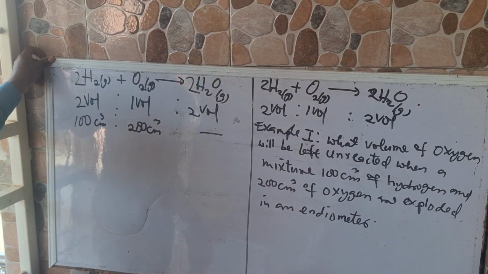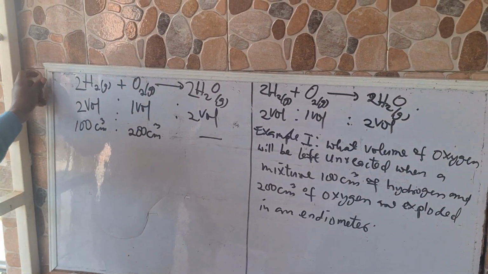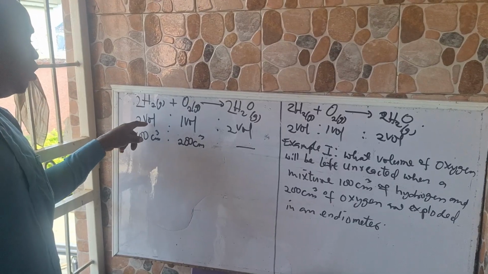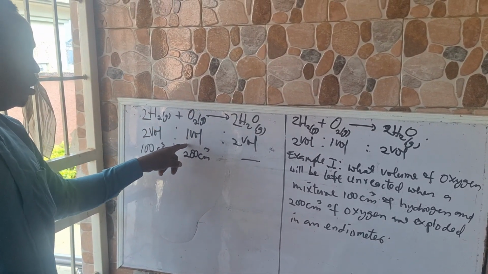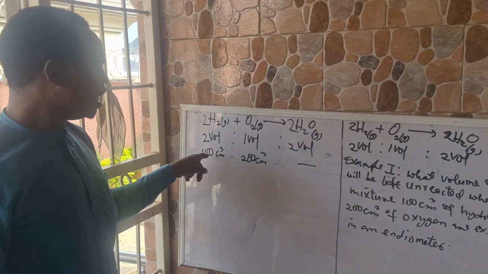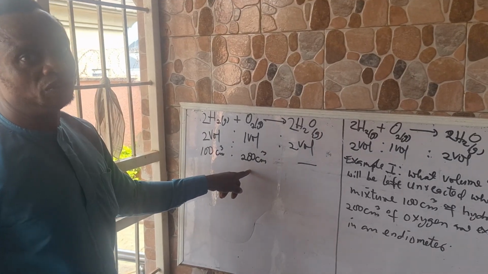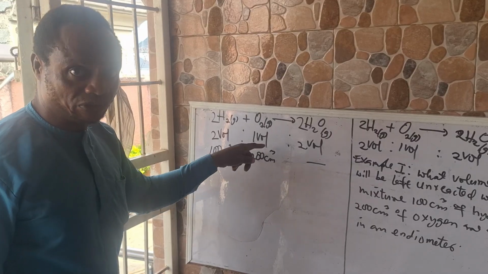The next step is, using the ratio you have on the board, of course, you know that hydrogen is 2 and oxygen is 1 from the ratio 2:1. If hydrogen gas is 2, oxygen gas is 1. So if here is 100 cm³, what is the half of 100? Which is 50. I'm using the ratio as a case study here.